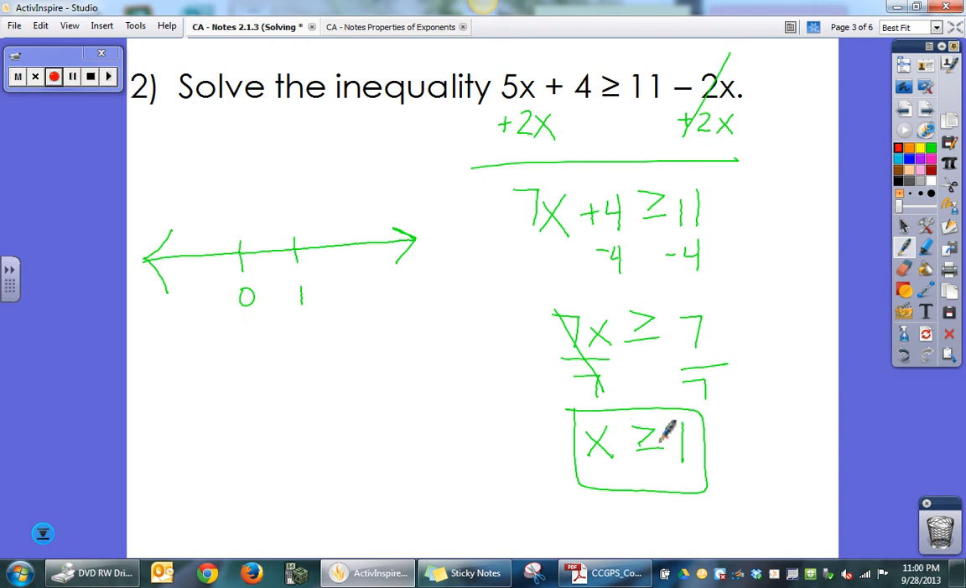Again, now it has equal to, so that means I'm going to put a closed circle at the value of 1, and I'm going greater than, which is values to the right are greater than.